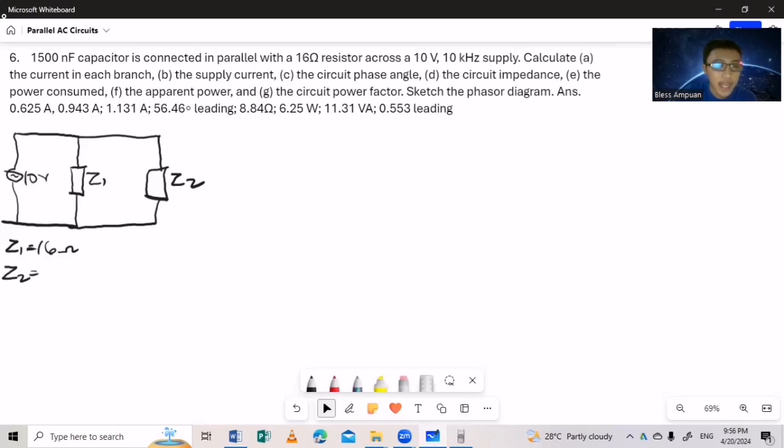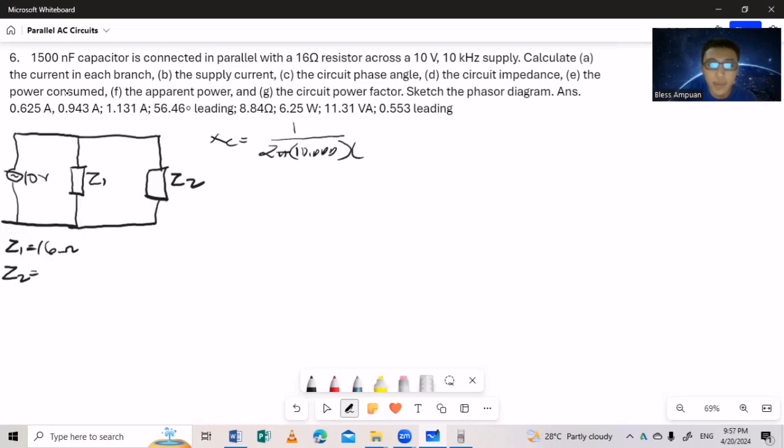X sub C, and as of now, we don't have the X sub C. So that is why we first get the X sub C by using the value of the capacitance, by the formula X sub C is equal to 1 over 2 pi. Our frequency is 10,000.